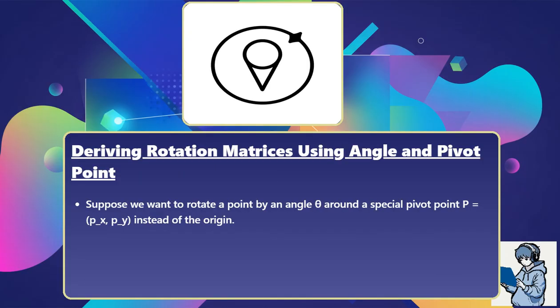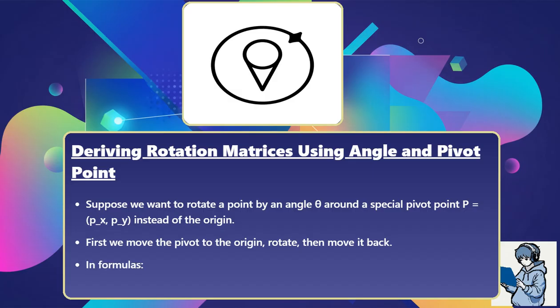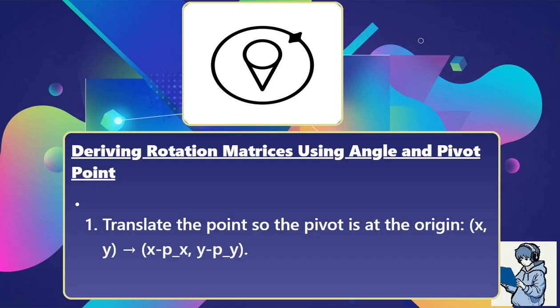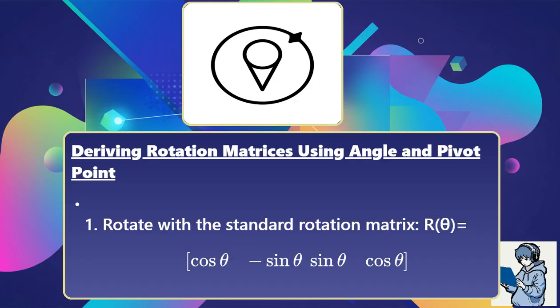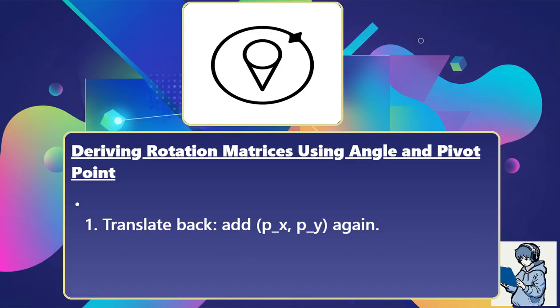Suppose we want to rotate a point by an angle theta around a special pivot point P = (P_x, P_y) instead of the origin. First, we move the pivot to the origin, rotate, then move it back. In formulas, translate the point so the pivot is at the origin: (x, y) maps to (x - P_x, y - P_y). Rotate with the standard rotation matrix. R(theta) equals a matrix with first row (cos theta, -sin theta), second row (sin theta, cos theta). Translate back, add (P_x, P_y) again.